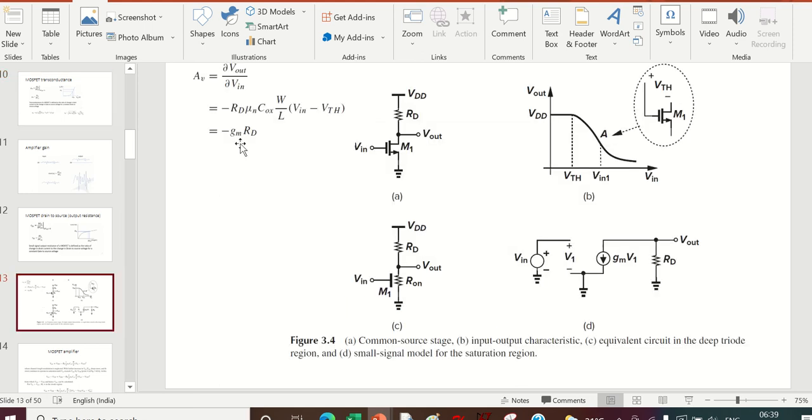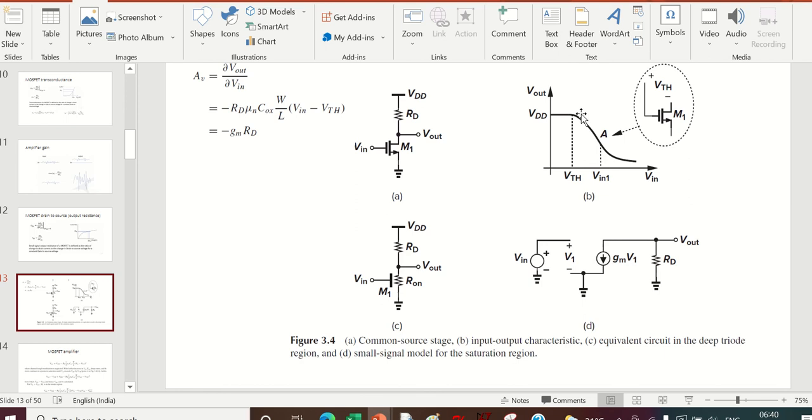And what is the other thing we can improve? RD. Can we keep increasing RD and keep getting higher gain? No, as RD is a resistor, the voltage drop across the resistor starts increasing, because with higher resistor, ID into RD, the multiplication factor, increases. So this V out overall comes down, and if it comes down, at one point of time this M1 will no longer remain in saturation region. It will come to linear region.